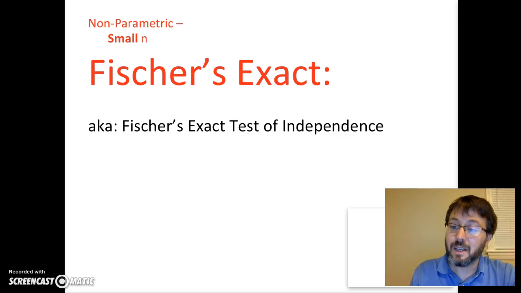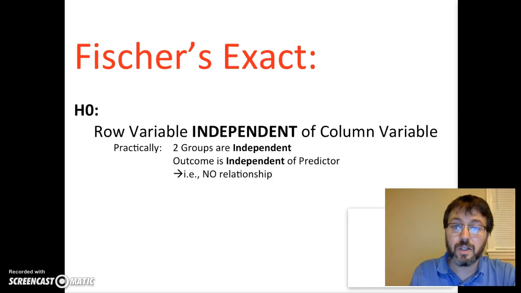Again, testing if there is independence of the predictor and the outcome, or if they are related to each other. The null hypothesis of the Fisher's exact test is just like the chi-square test, that the rows and the column variables are independent of each other, or that there's no relationship between the two. So let's run the Fisher's exact test on these data and see what we find.